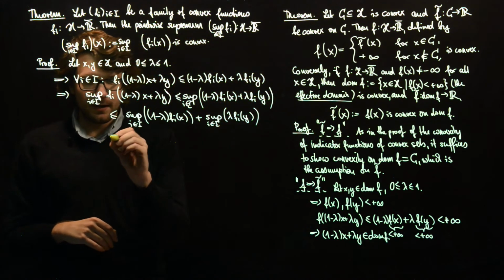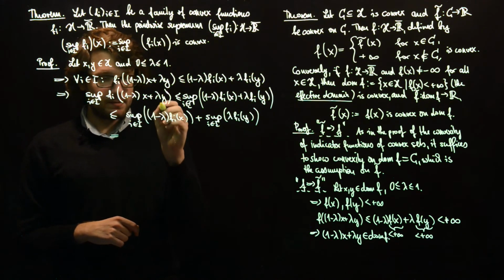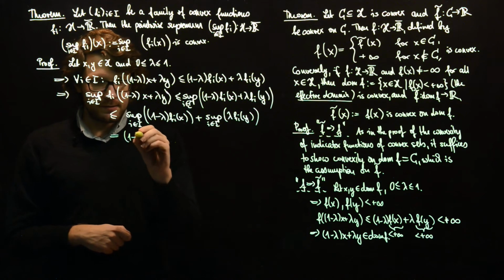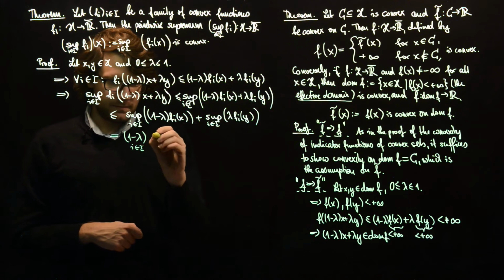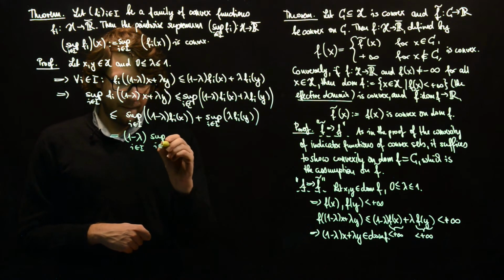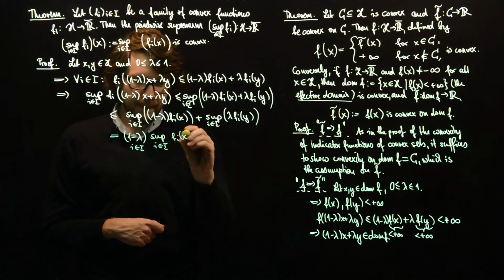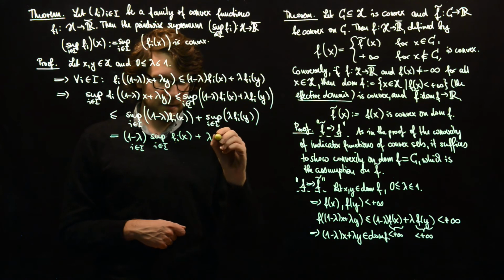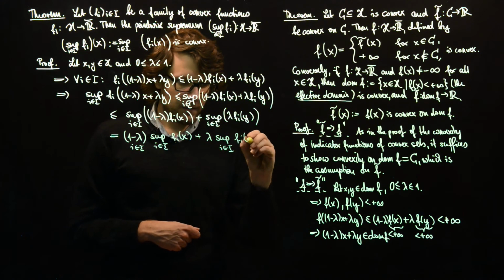Okay, and now you can pull out these real numbers here. These are, by the way, non-negative real numbers, and this is (1 minus lambda) supremum over i of f_i(x) plus lambda supremum over i of f_i(y).